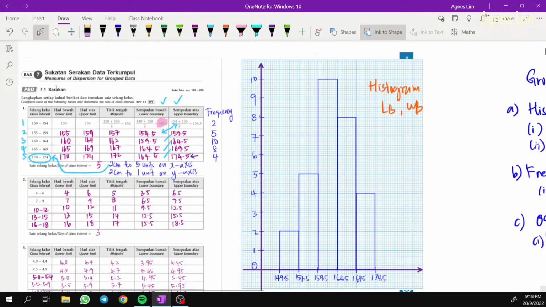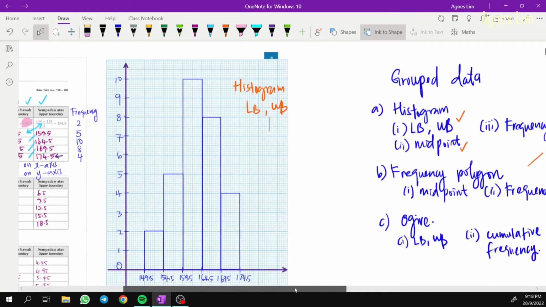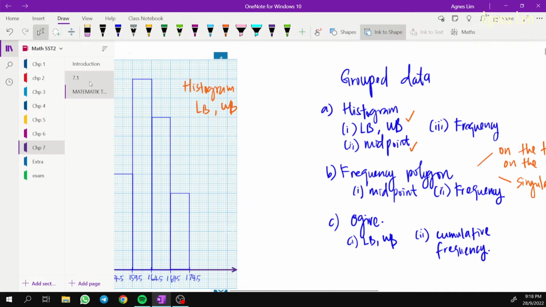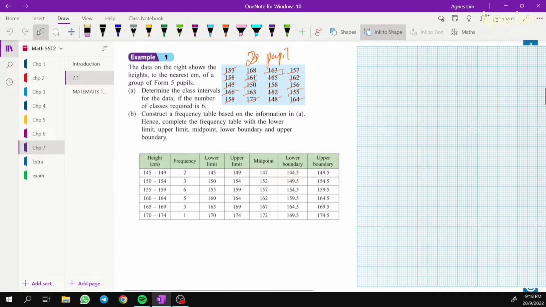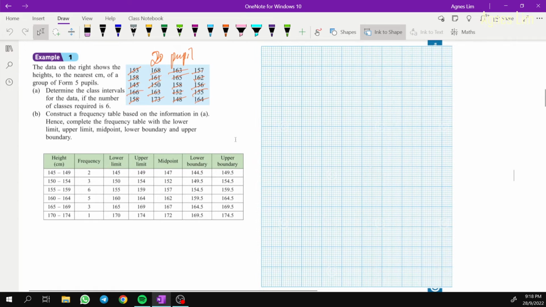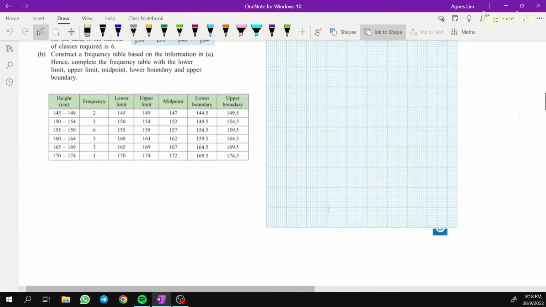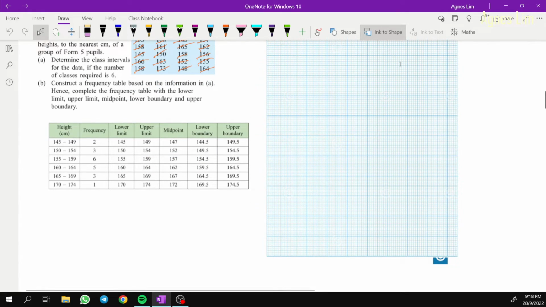Next we are going to draw the histogram that uses midpoint. For this question, we will need to use example one that we did in class, the frequency table. Refer to your textbook for example one. We're going to use that one to draw our frequency polygon, the histogram that uses midpoint.